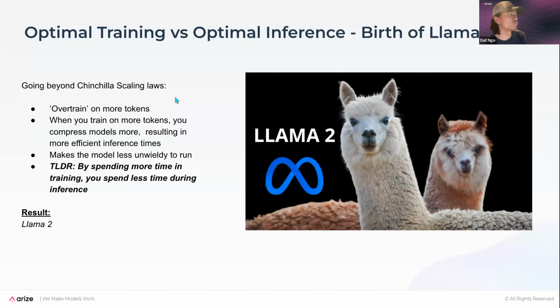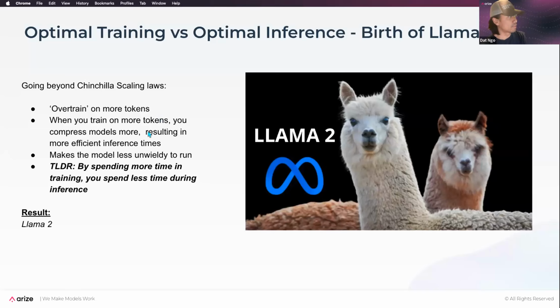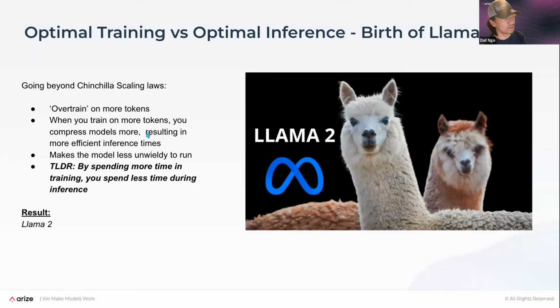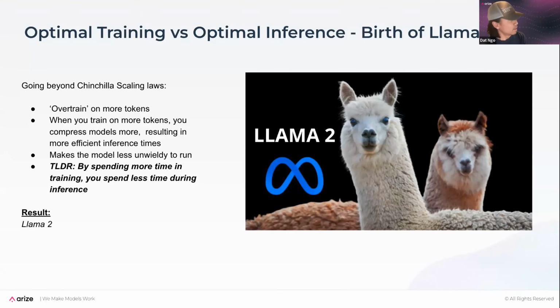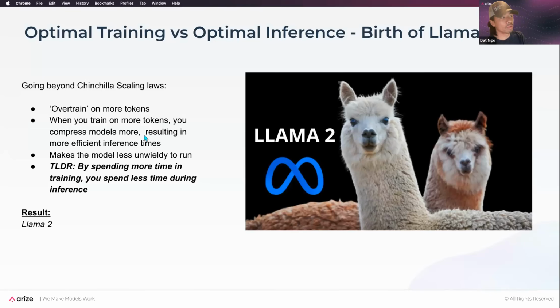But the Llama 2 researchers took it a little bit further beyond the Chinchilla scaling laws. They actually overtrained on more tokens. When you think about overtraining on more tokens, you can compress the model more. Essentially, you're trying to stuff as much training data as you can inside of a model. That means it can get smaller, and when it gets smaller, inference goes faster and is cheaper. And so this is why we saw the birth of Llama 2.